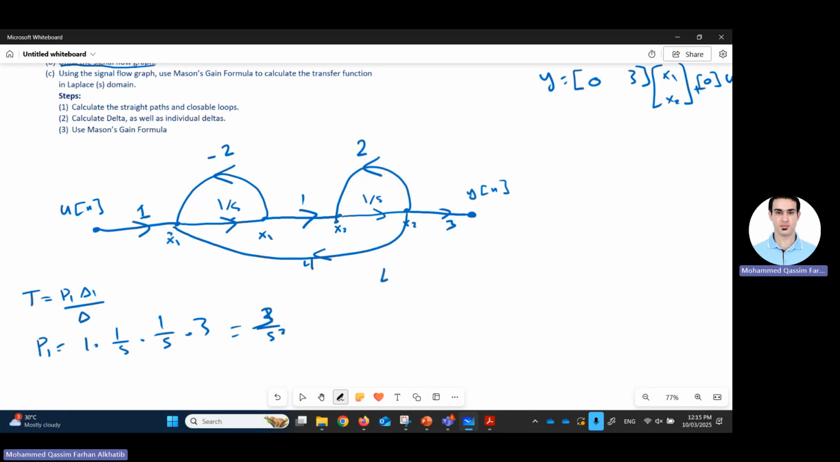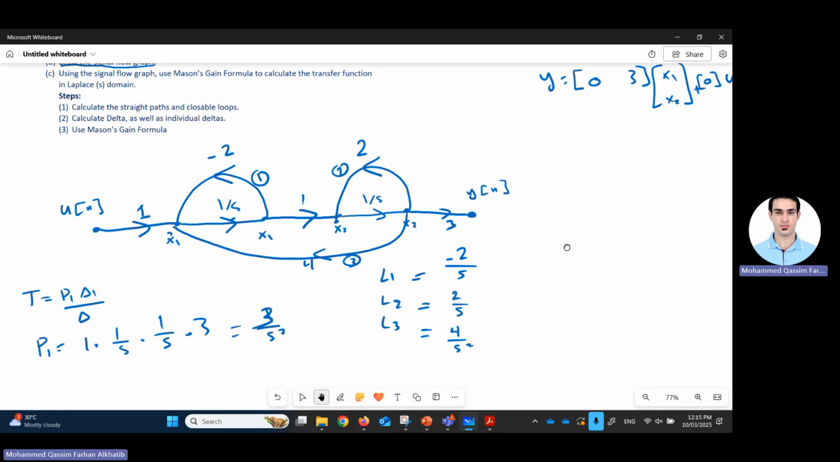Now, how many loops are there? 3 loops, L1, L2, L3. First loop, negative 2 over S. So let's consider loop number 1, loop number 2, loop number 3. Loop number 2, 2 over S, and loop number 3, it's going to be 4 over S squared, because we have 4 over S, 1 over S, 1 over S. So 4 over S squared.